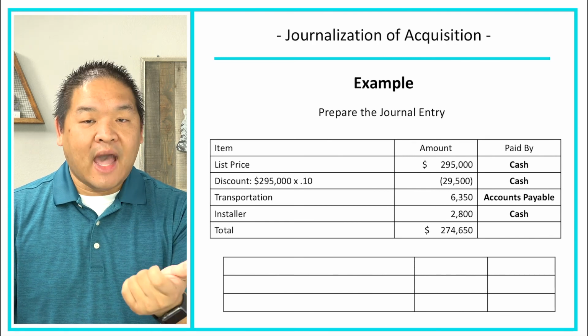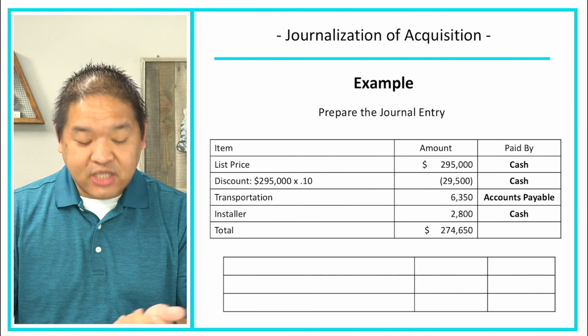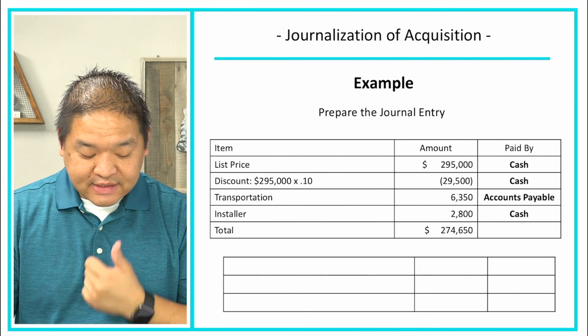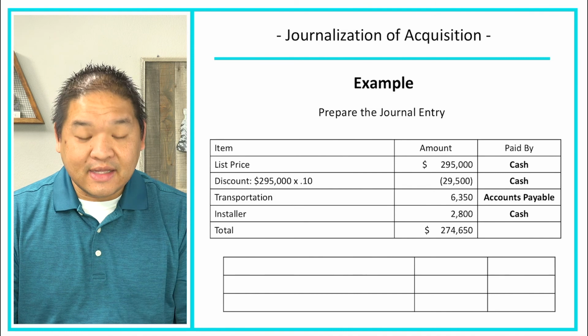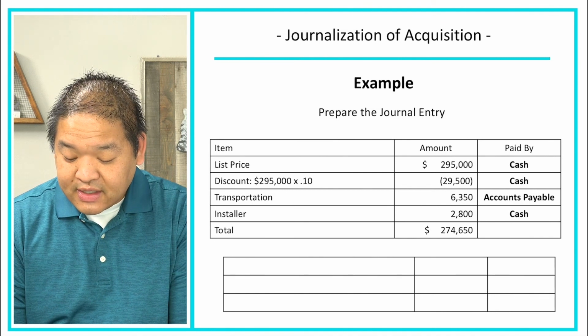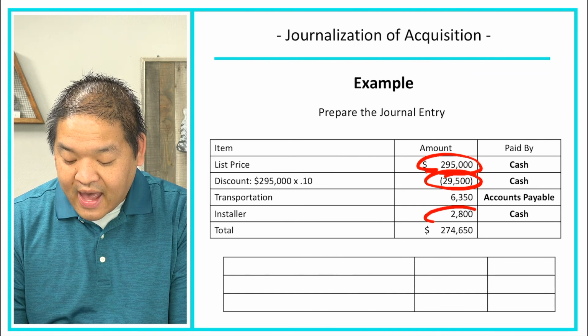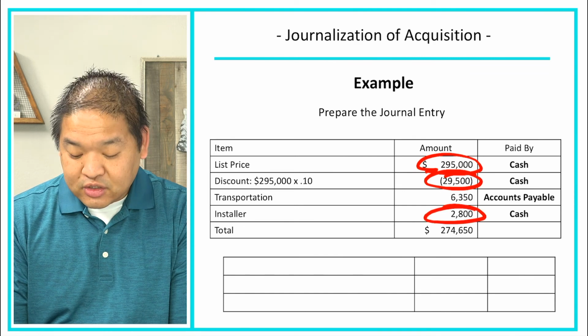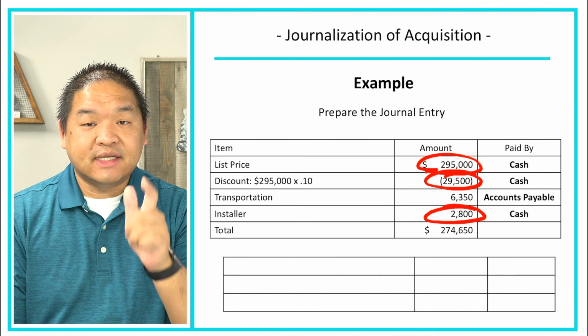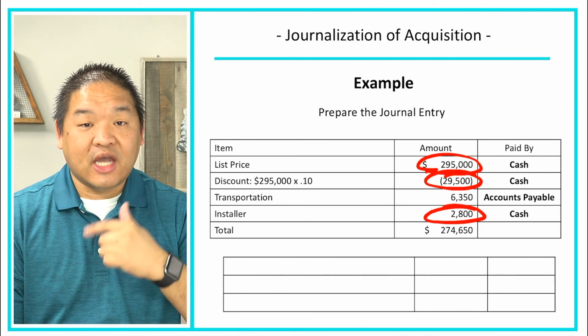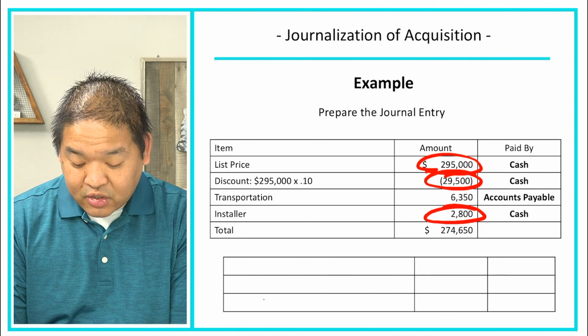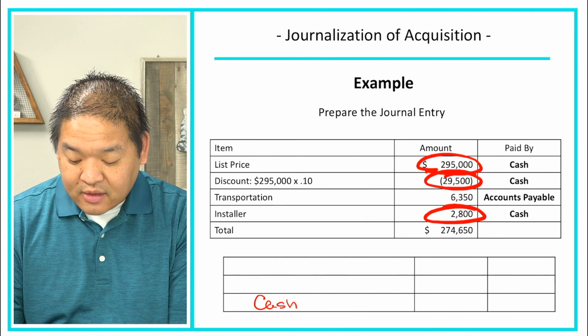So cash goes out. And the amount of cash that went out would be $268,300. The way that I get $268,300 is I'm going to add the $295, subtract $29.5, and then add the $2,800. So we know that cash is an asset. A decrease in cash out of pocket would be a credit.